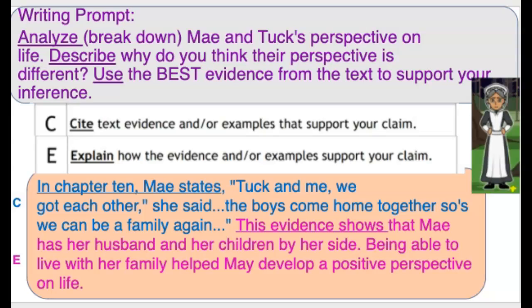First, we need to cite the evidence we found earlier. Then we're going to explain how that evidence connects back to the claim. So you'll see our cited evidence in blue and our explanation in pink. In chapter 10, May states, "Tuck and me, we got each other," she said. "The boys come home together so's we can be a family again." This evidence shows that May has her husband and her children by her side. Being able to live with her family helped May develop a positive perspective on life.